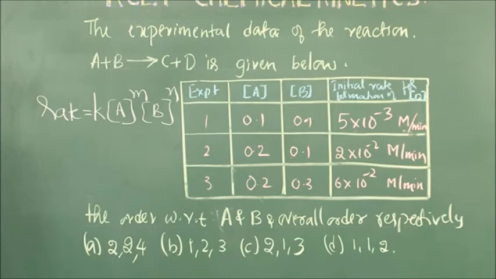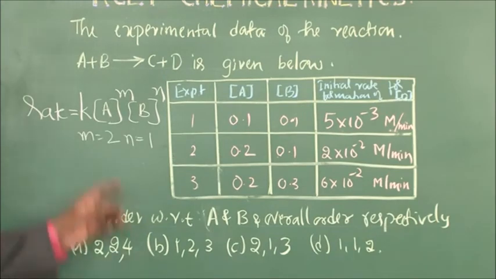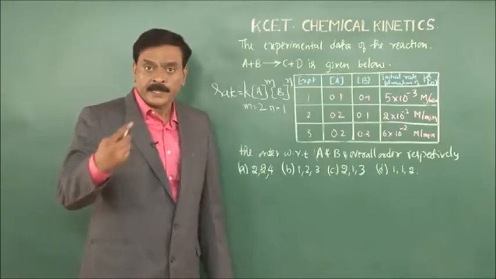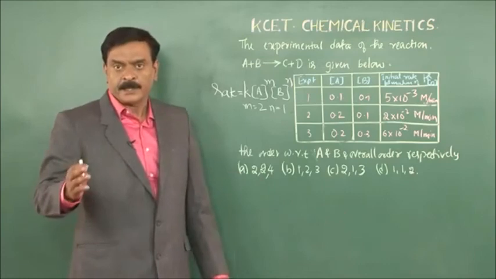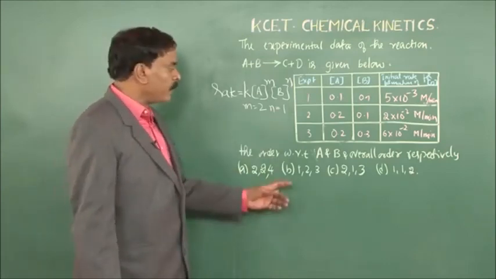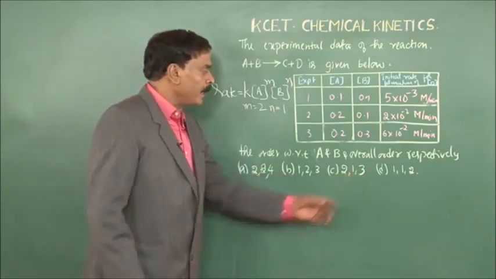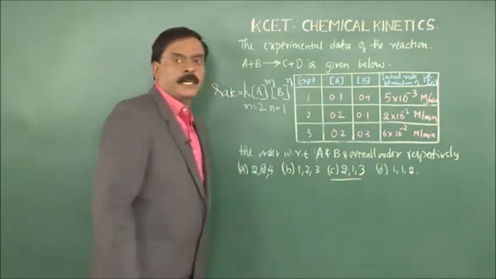And therefore, this particular reaction is of order 2 with respect to A, order 1 with respect to B, and the overall order of the reaction, as we all know, is the sum of the powers to which the concentration terms are raised in the experimentally determined rate equation. In this case, m is 2, n is 1, and therefore m plus n is 3. And hence, the right answer for this particular question is 2, 1 and 3. That is, C is the right answer.